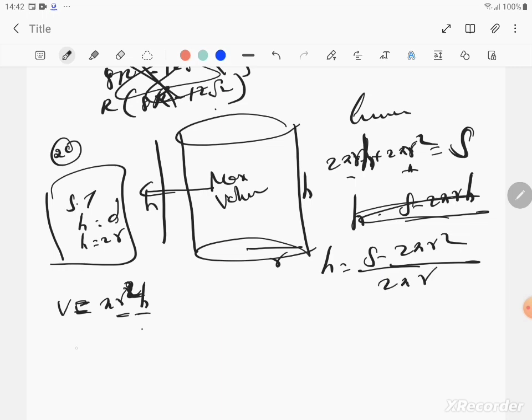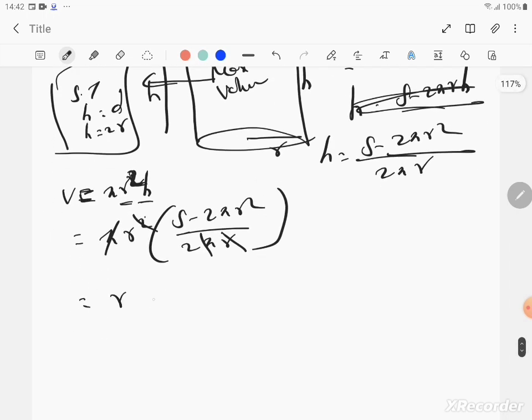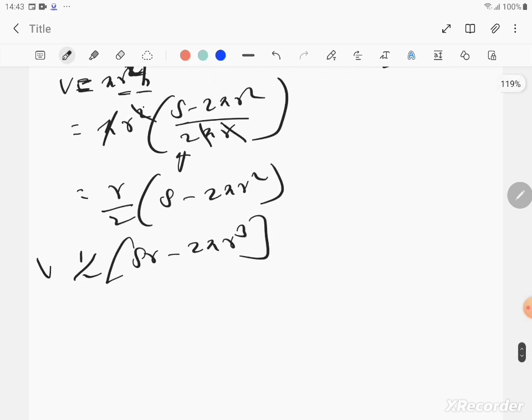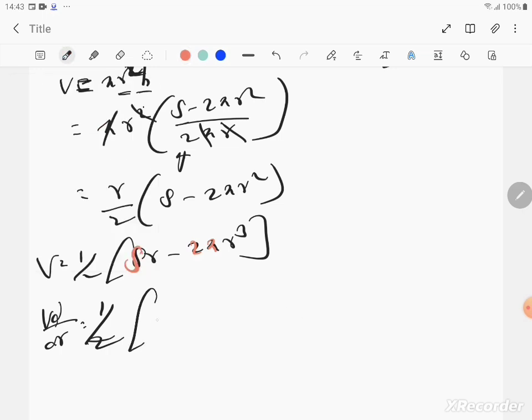I'll substitute this here. V equals pi into small r square into S minus 2 pi r square by 2 pi r, where pi and pi get cancelled, r and r get cancelled. So thus you have r into S minus 2 pi r square, with the 1 by 2 staying outside. So it's SR minus 2 pi r cube, taking the r inside. Let's differentiate it. dV with respect to dr, because here S is a constant, the given surface area. 2 pi is a constant. Only small r is a variable. So S into dr by dr is 1.